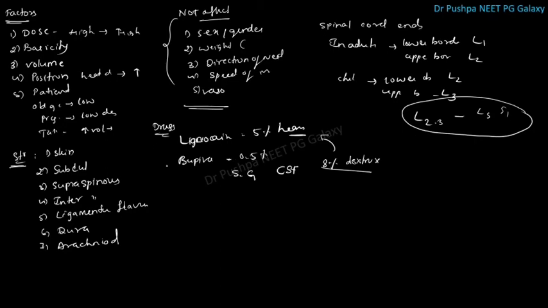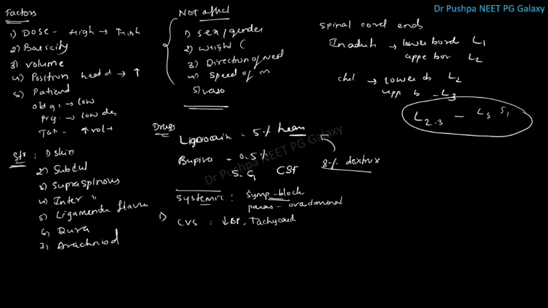So what are the systemic effects of these drugs? That is, what are the systemic effects of spinal anesthesia? First one is, it causes sympathetic blockade. So parasympathetic will be overactive, that is, it dominates. Parasympathetic dominates and sympathetic blockade. So on cardiovascular system, it causes hypotension and tachycardia.